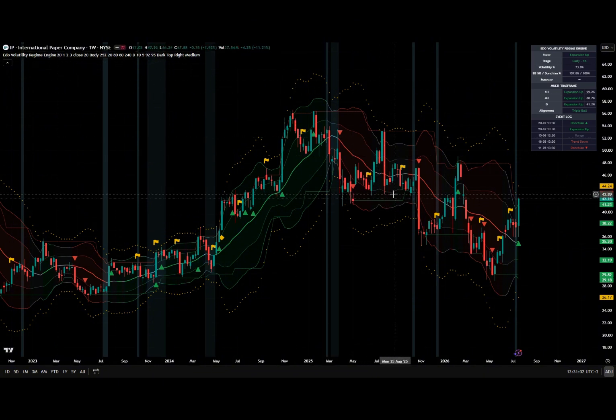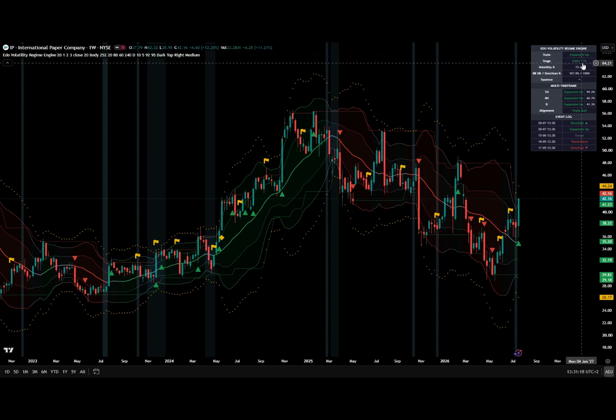Volatility is not a number you read once. It is a regime, and regimes change. This indicator classifies the market into one of 5 regimes, tracks how long the current one has been running, and keeps a log of the last changes. On International Paper Weekly the regime is expansion up, 1 bar old, and the 3 lower time frames agree with it. Everything you need to judge a breakout, in one panel.